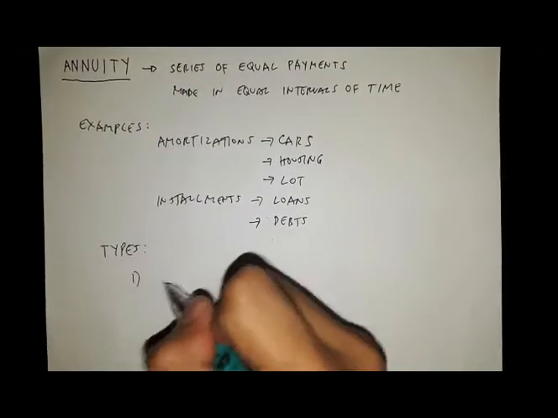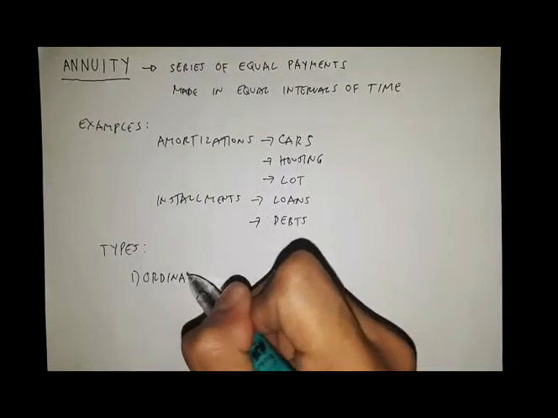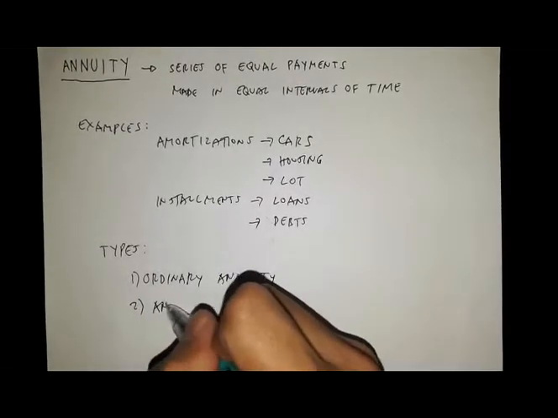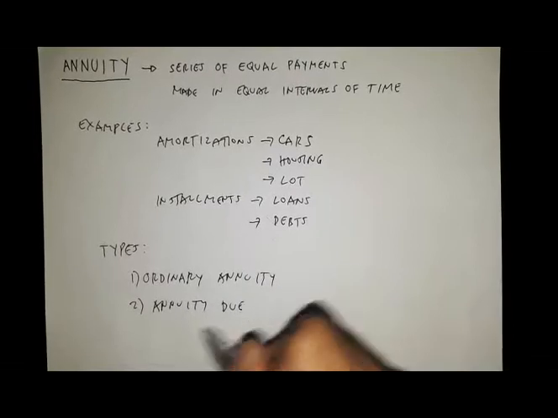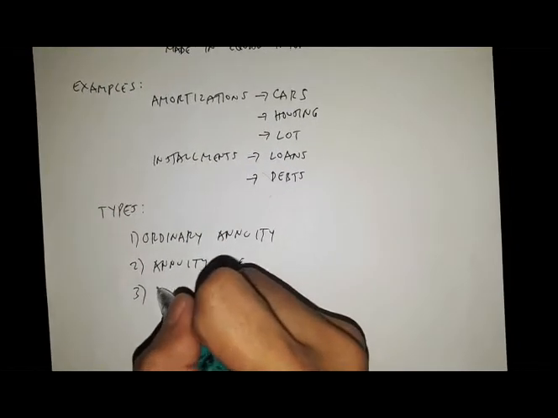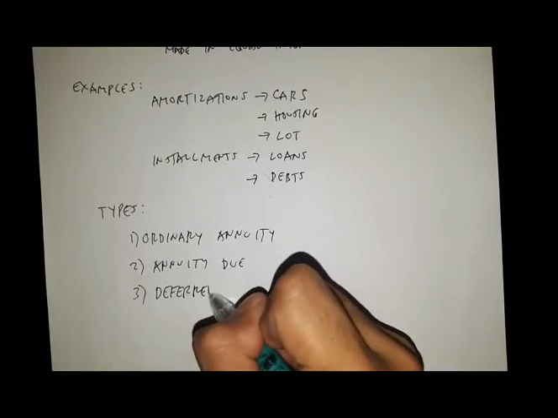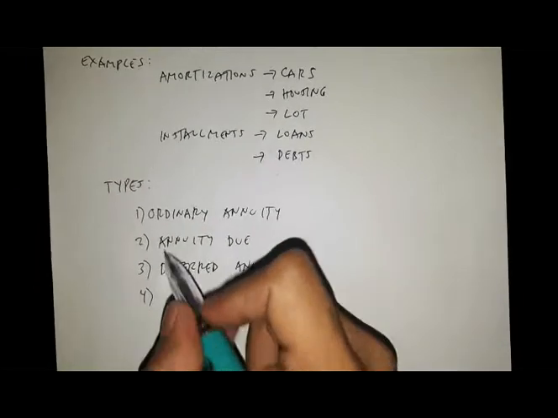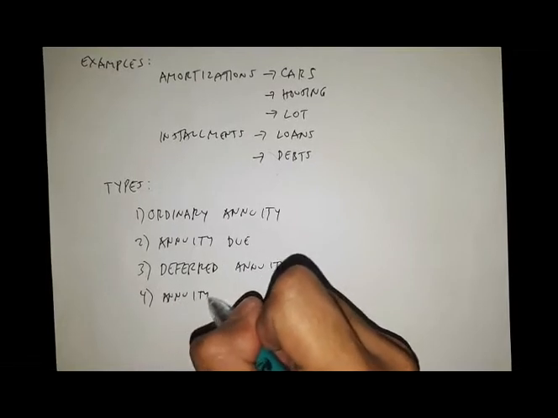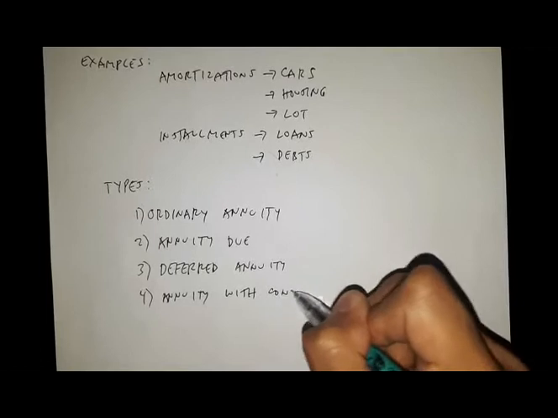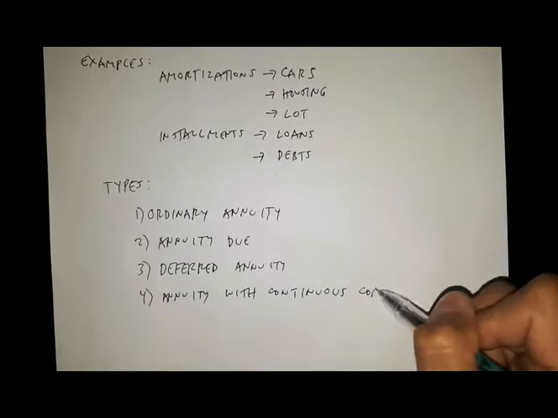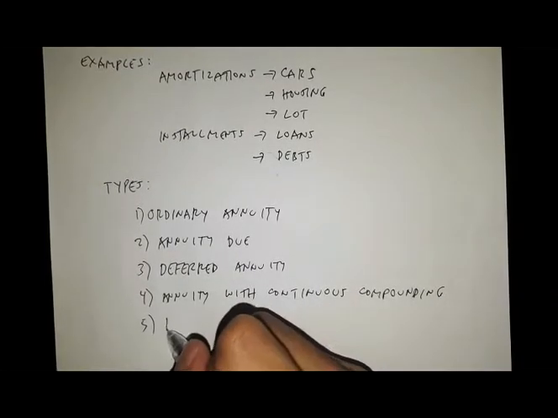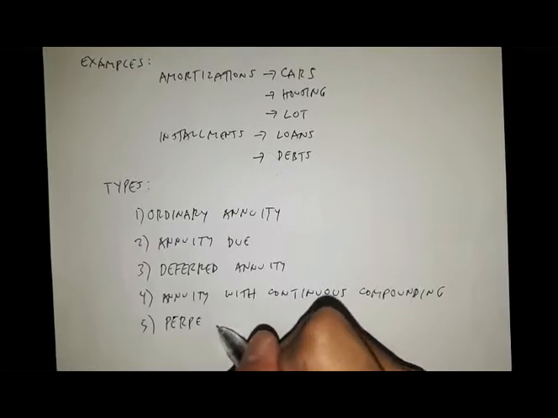So an annuity has 5 types. We have the ordinary annuity, annuity due, deferred annuity, annuity with continuous compounding, and perpetuity.